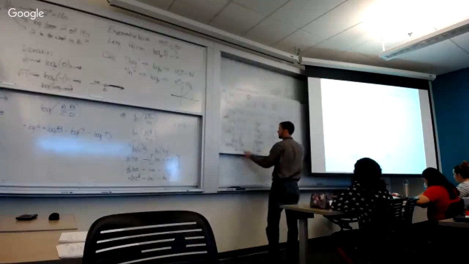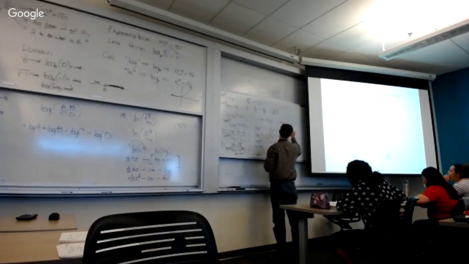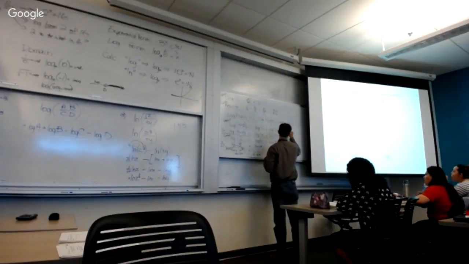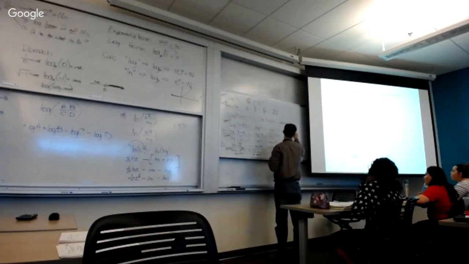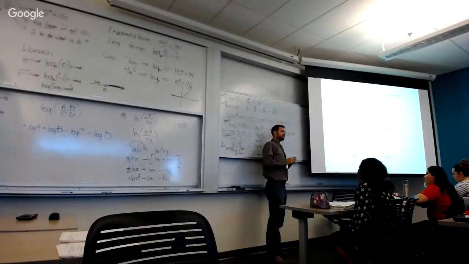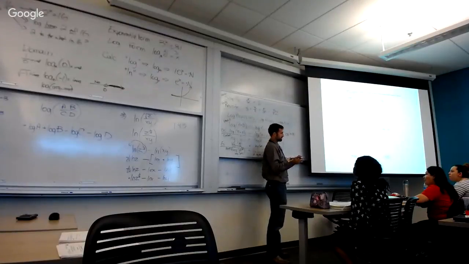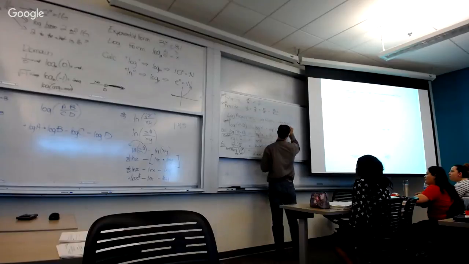I showed you the rule for the log of a product, the log of a quotient, and the log of a power. Did we talk about the rule for a sum? Log of A plus B? We did not talk about that because there is no rule. You cannot rewrite it. If you have a log and a sum, don't rewrite it. It cannot be rewritten.